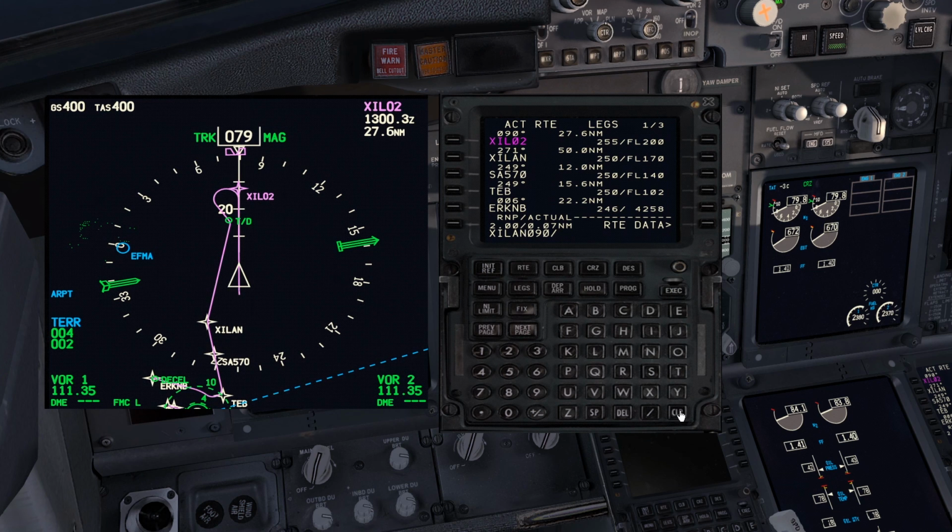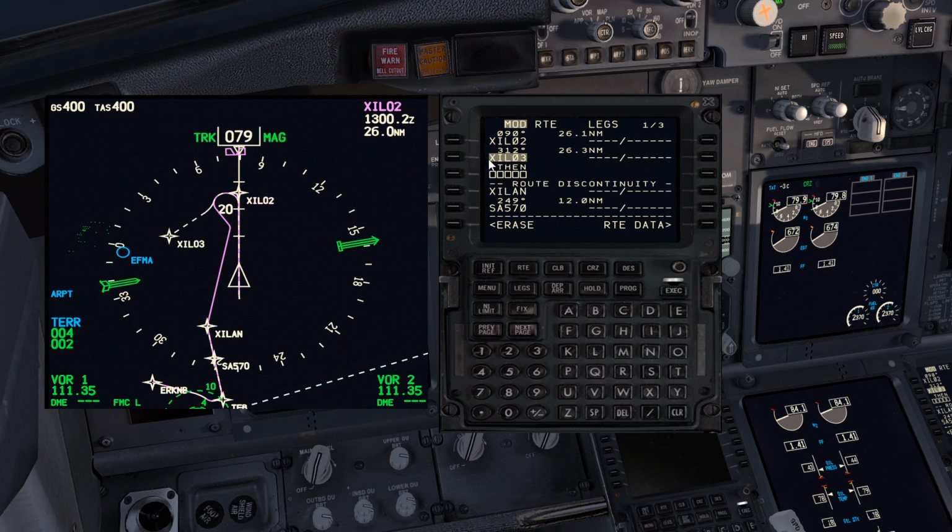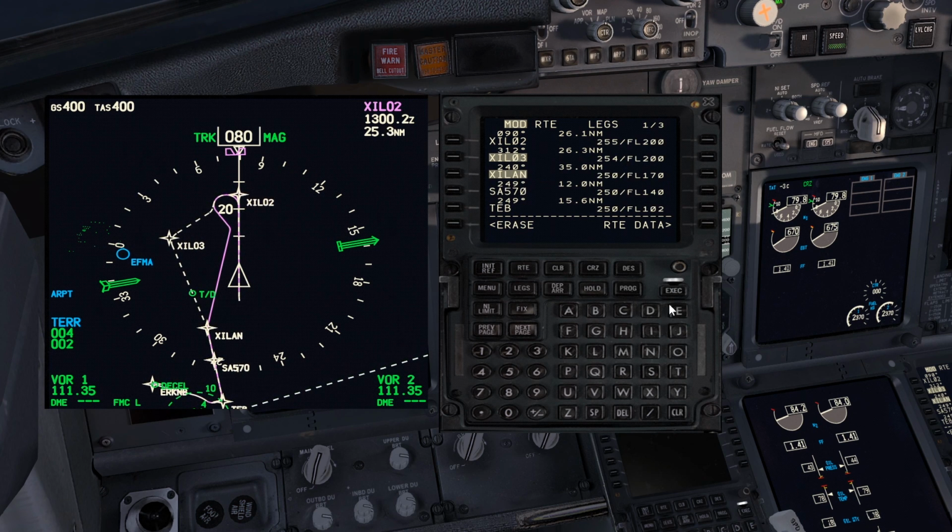So let's create another one. Sealand, for example 060 and slash distance, let's say 35 miles from Sealand. We press on Sealand and you see the new waypoint has been created. So we just connect these and now you can see the new route will be to Sealand 02, then Sealand 03, and then we come to Sealand.